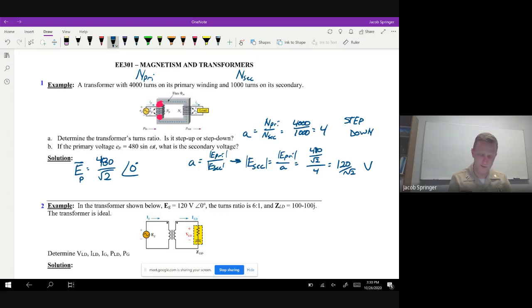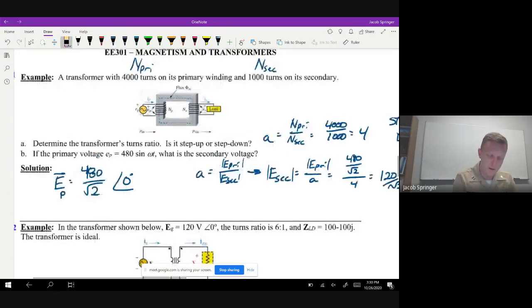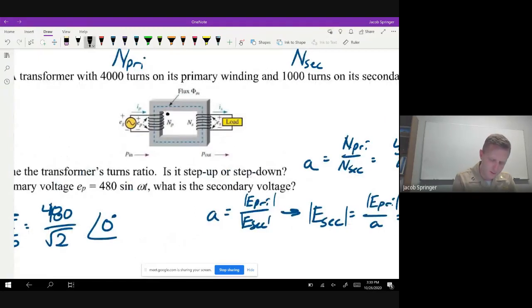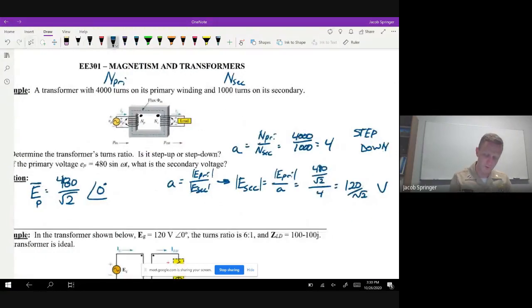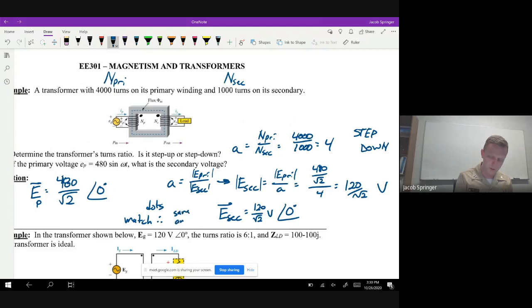Let's look at these. We don't have the dots, but let's analyze what we said the dots mean. And these dots match because they both go across the top and down into it. So these dots match. So in that case, the angle will also match. Pretty straightforward. But if I was looking for E secondary as an RMS vector, I would have 120 divided by root 2 volts, angle 0. Dots match, therefore same angle.